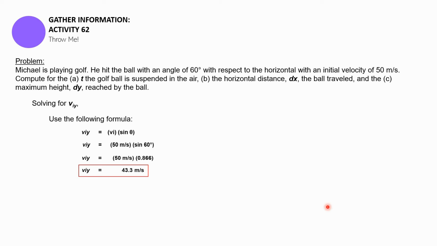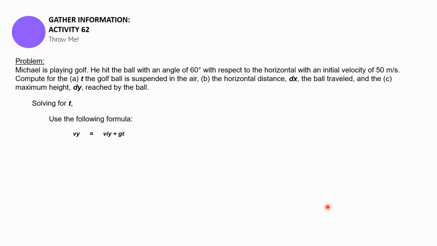Bakit ito yung inuna natin? You will know later. Inuna natin ang VIY because kailangan siya sa ating second solution. So Vy, which was equal to 0, given siya kanina, what we need to do to get time is we need to use this formula for Vy. Okay, so this one's equal to 0. VIY, kakakuha lang natin. It's 43.3 meters per second. And we all know 9.8 meters per second squared. That is acceleration due to gravity. And ang hinahanap na lang natin is time.